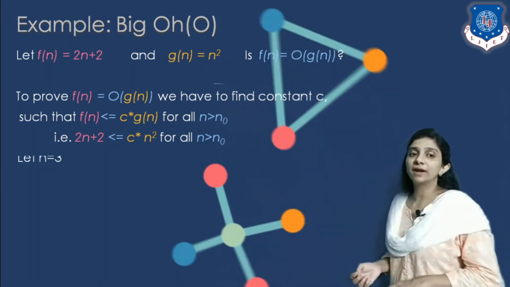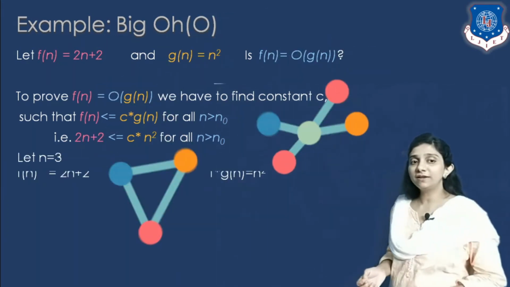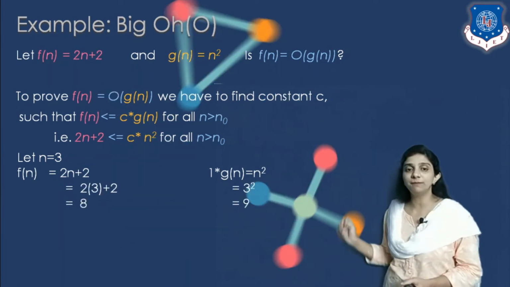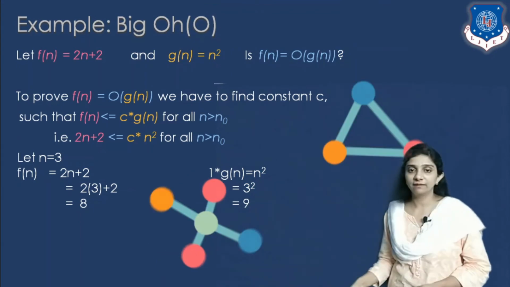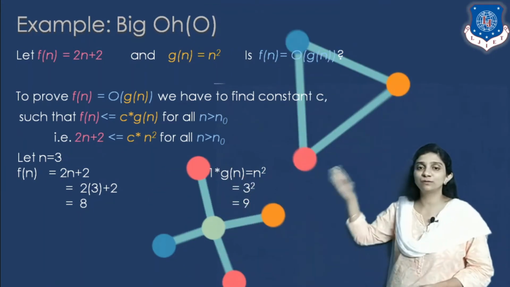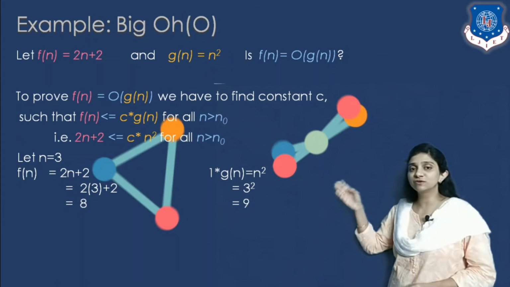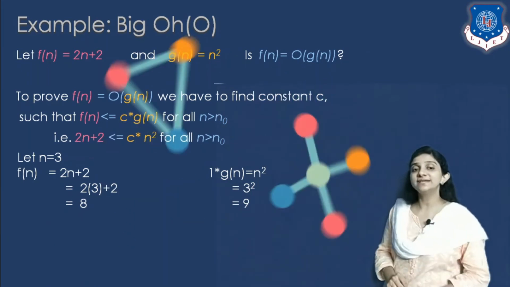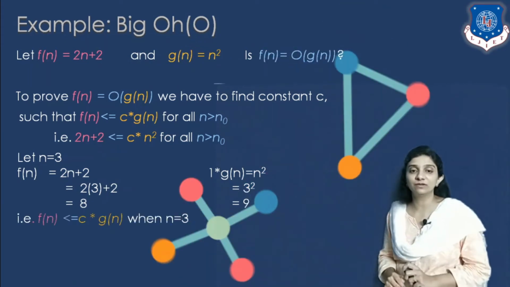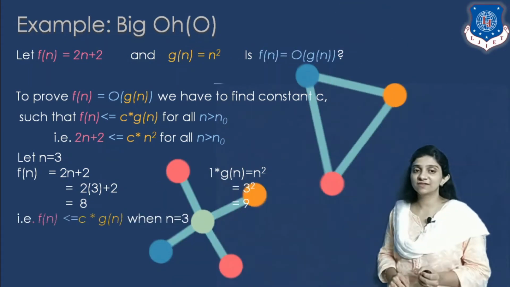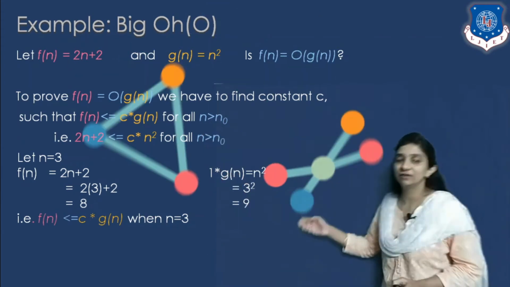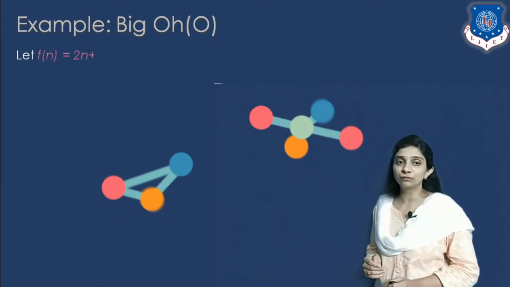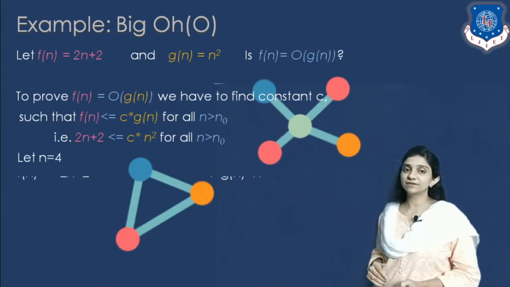Let us take n equals 3. For n equals 3, 2 into n plus 2 becomes 2 into 3 plus 2, which is equal to 8. And c into g of n, that is 1 into n square, that is 3 square, which turns out to be 9. Here 8 is less than or equal to 9. So we say that f of n is less than or equal to Cg of n when n is equal to 3.